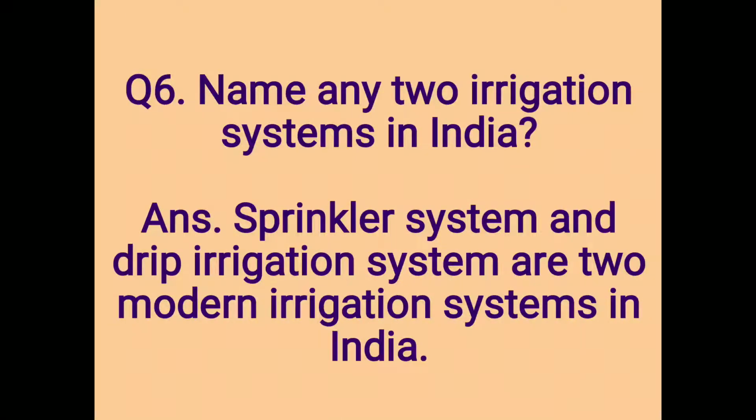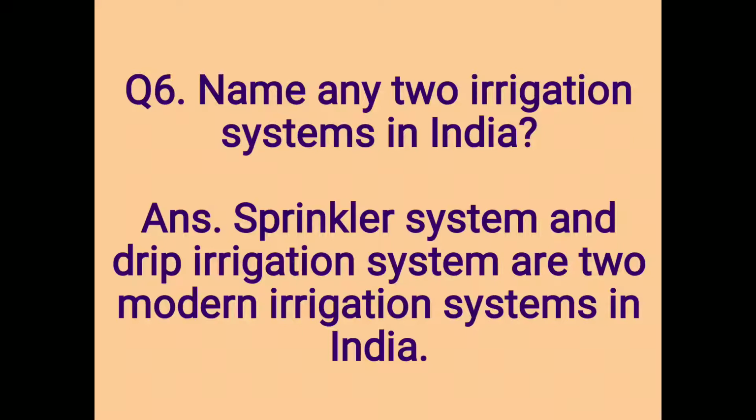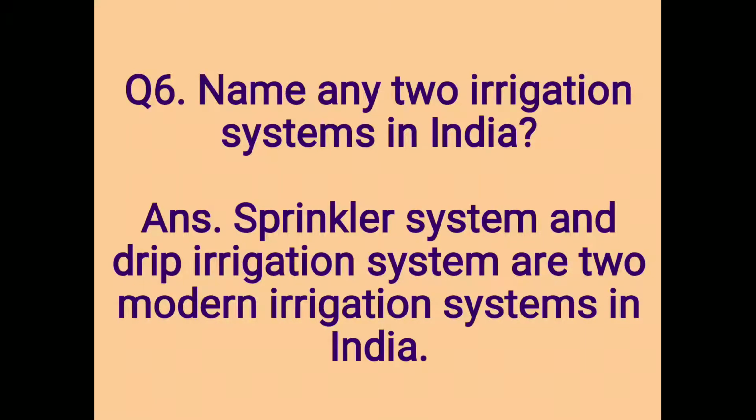Question number 6 is name any two irrigation systems in India. We have to name two types of irrigation systems in India. One is the sprinkler system, which is also called sprinkler irrigation, and the other is the drip irrigation system. These are the two modern irrigation systems in India.